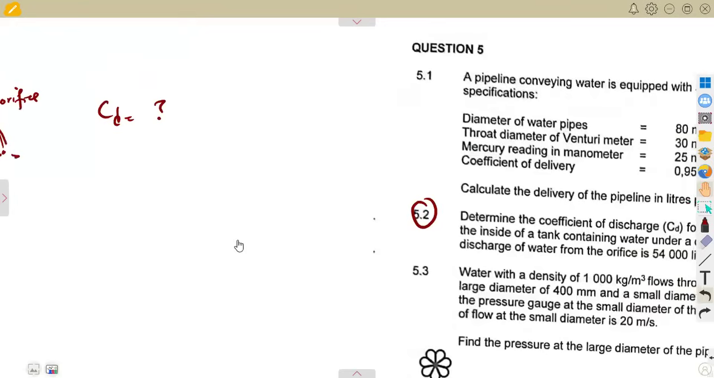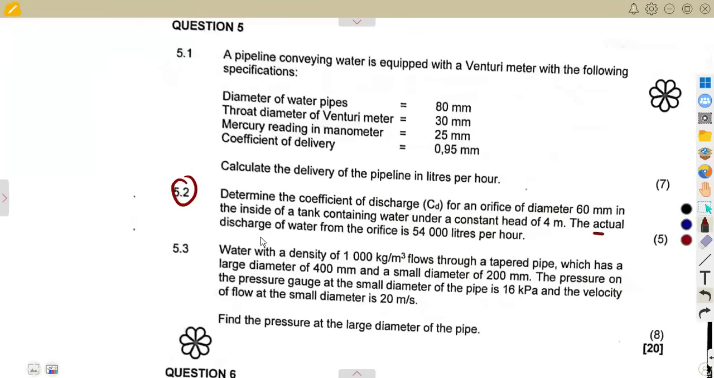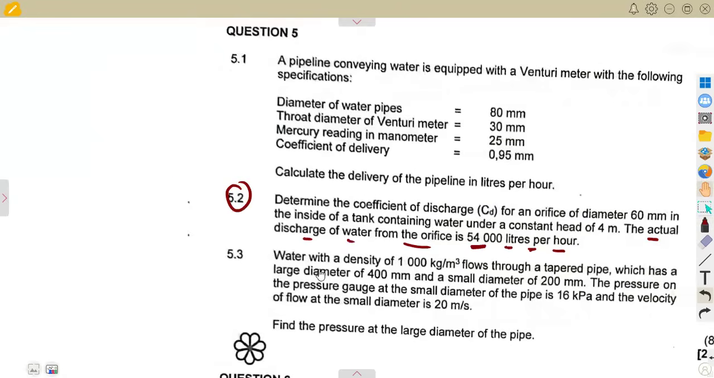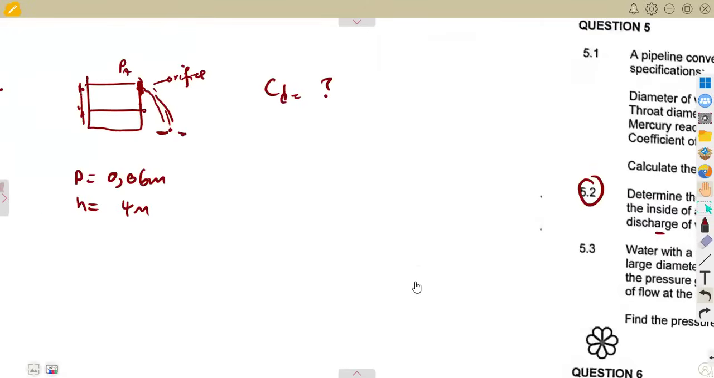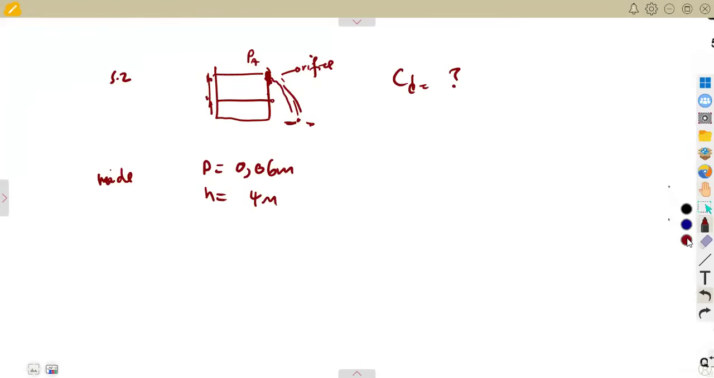Then we are given that the actual discharge of water from the orifice is 54,000 liters per hour. The discharge is given in liters per hour, which is supposed to be in cubic meters per second. So we have the actual discharge, 54,000 liters per hour. Remember, we had a condition like this where we converted to liters per hour, so you have to convert back to cubic meters per second.